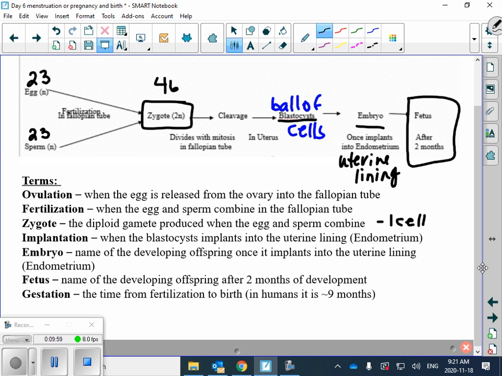Implantation is when that ball of cells that's been dividing as it travels down the fallopian tube implants in that uterine lining. An embryo is the name once it implants. Fetus is the name after about 2 months. And gestation is the time from fertilization to birth. In human, it's approximately 9 months.